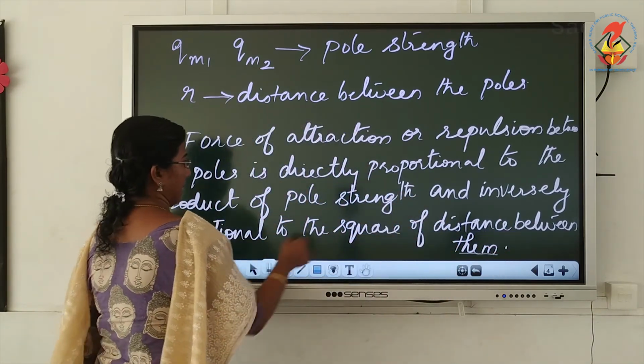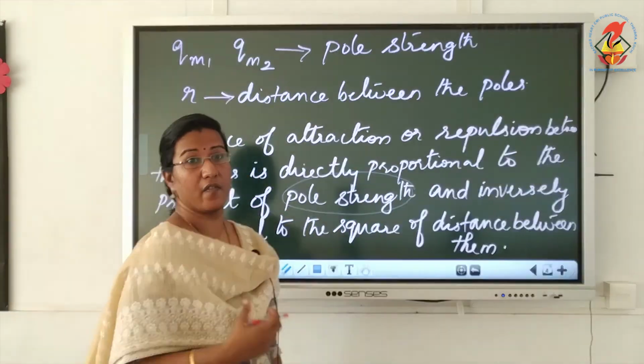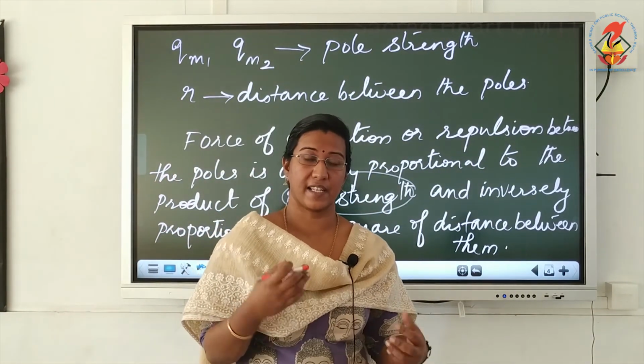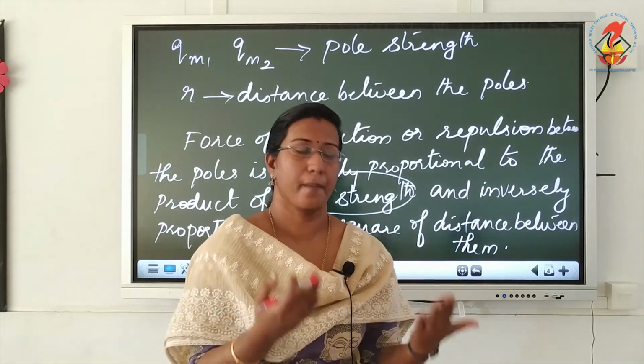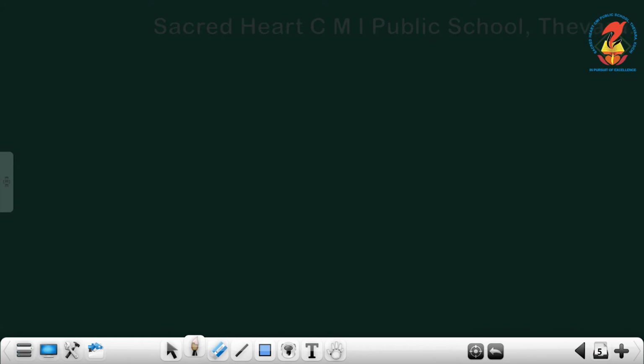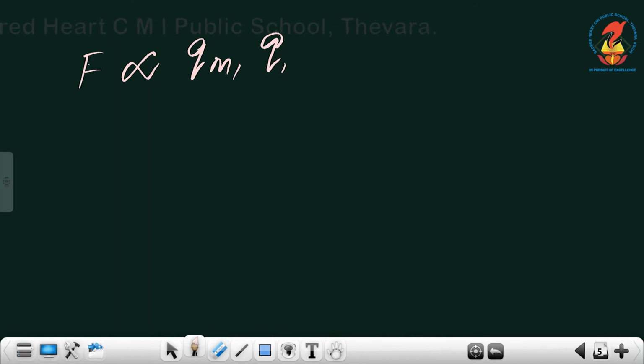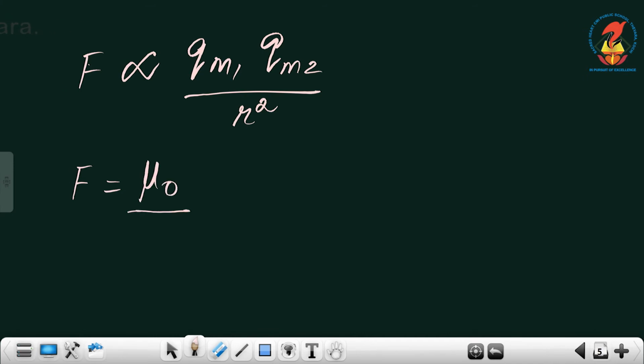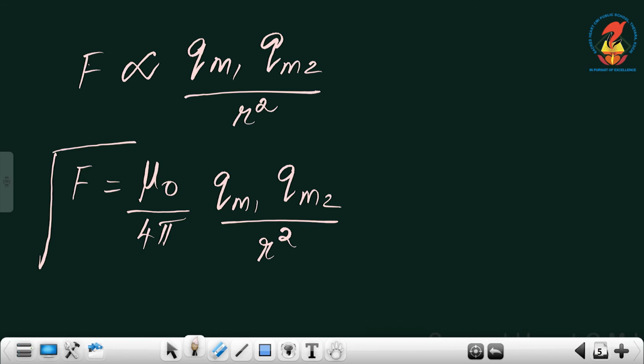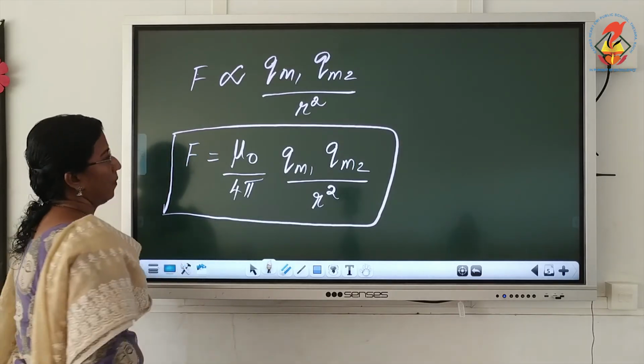Now, pole strength means the force with which a pole of the magnet attracts or repels the pole of another magnet. So our expression can be written as F proportional to Qm1 Qm2 divided by R squared, or to change the proportionality sign we introduce a constant, so we can write F is equal to mu 0 by 4 pi Qm1 Qm2 divided by R squared. This is Coulomb's law in magnetism.